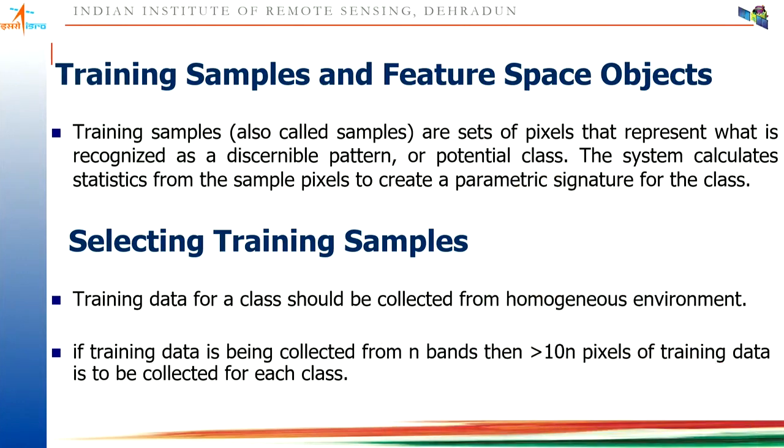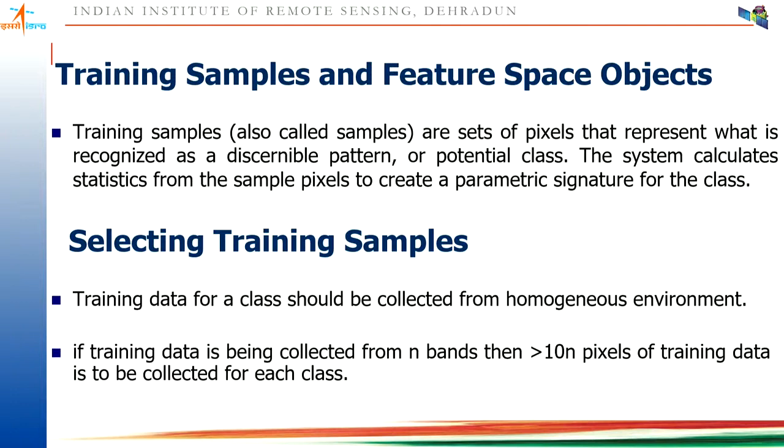Training samples are a set of pixels that represent a discernible pattern or a potential class. The system calculates the statistics from the sample pixels and creates parametric signatures for the class. Training data should be collected from a homogeneous environment. I am specifying again and again, unless your training site is good enough, you will not be able to get good classification accuracy.